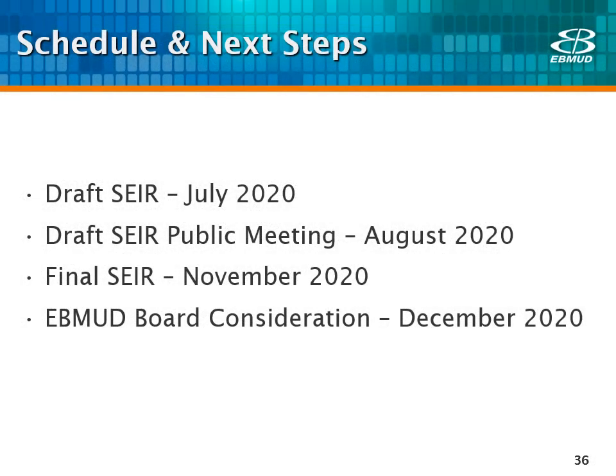Next steps include the release of the draft supplemental EIR in July for a 45-day public review period, and at the draft supplemental EIR public meeting this summer in August, you will have an opportunity to ask questions and provide comments on the draft supplemental EIR. The final supplemental EIR is planned to be released in November, with East Bay Mud board consideration in December.